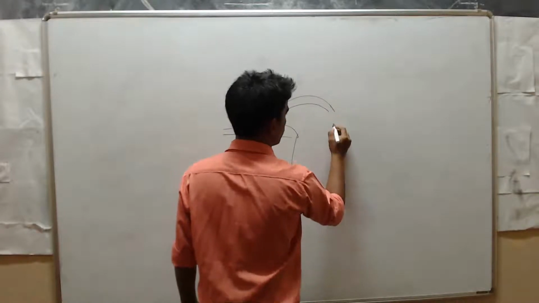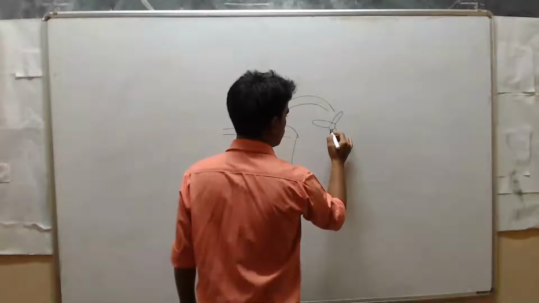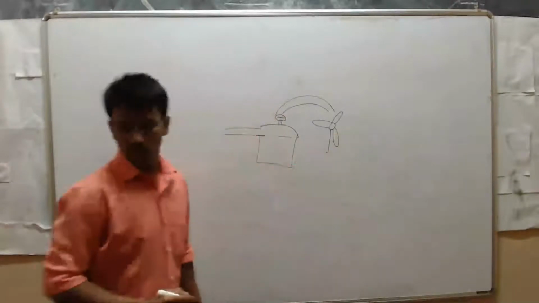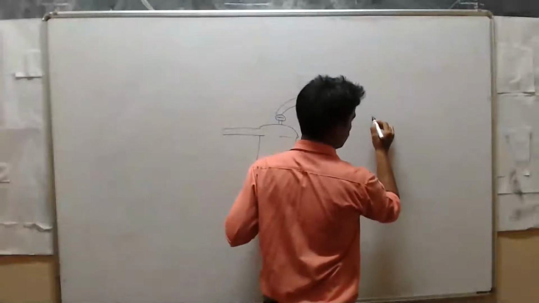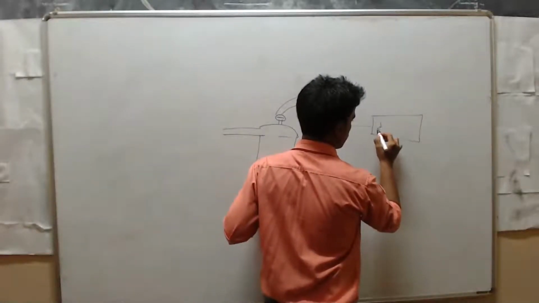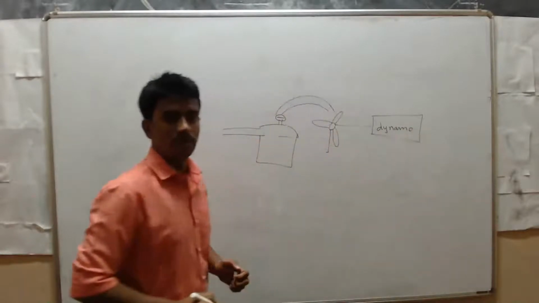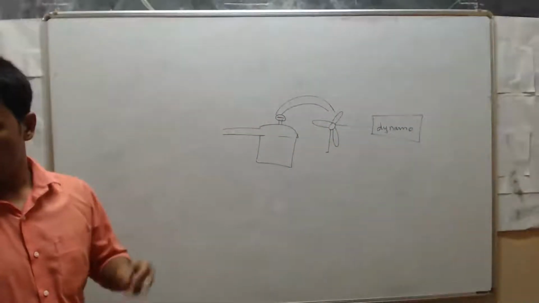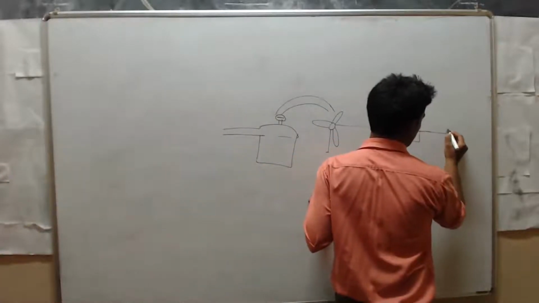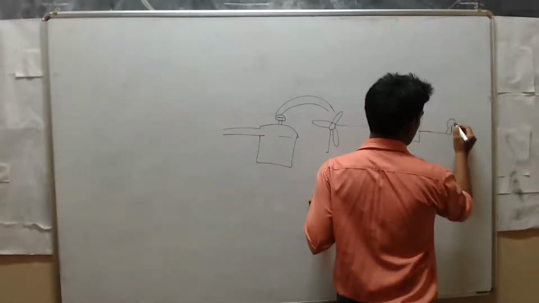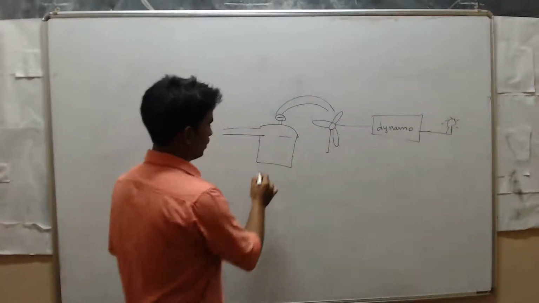And here you have to keep one mini fan, and you should connect this fan to a small dynamo. Then we should connect this dynamo to one small bulb. Small bulb. You know, here while boiling, what happens?